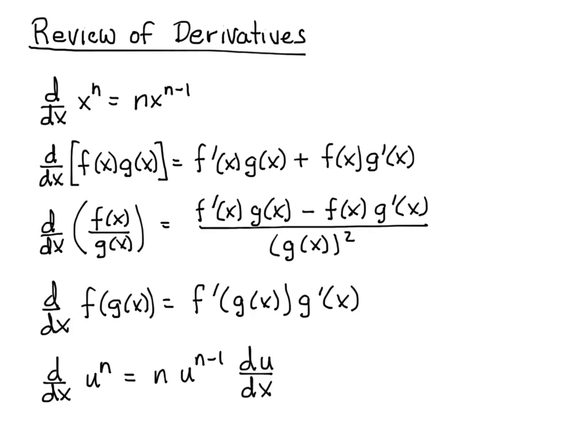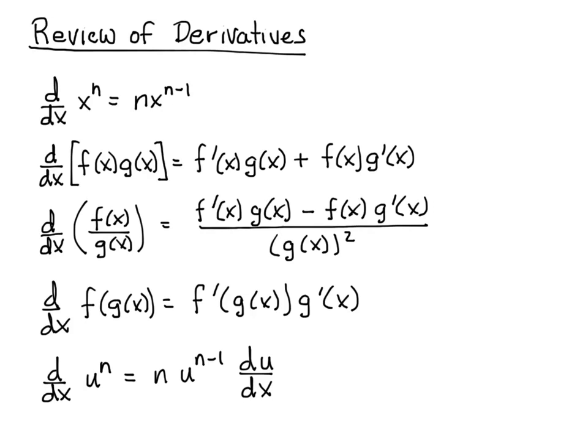We have, of course, the power rule, where if we have x to the n, the derivative of that is just n x to the n minus 1. So if you have x cubed, the derivative of that is going to be 3x squared. If we have the product of two functions and we want to take the derivative, unlike limits where we can just multiply the limits together, we have to use the product rule. So we take the derivative of the first function times the second function, and then we take the first function multiplied by the derivative of the second function.